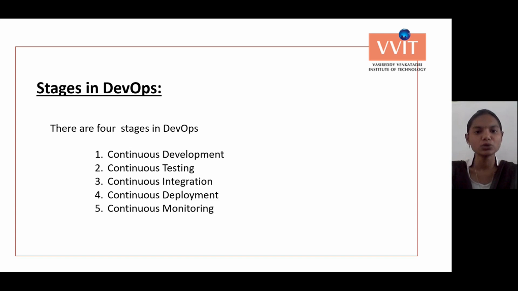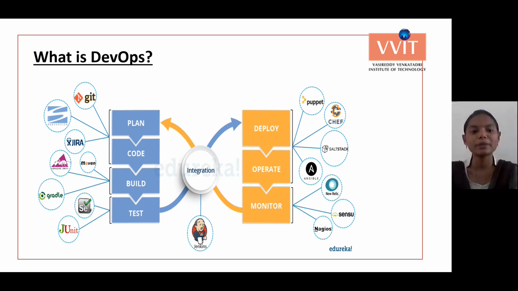Let us see in which phases we will use all these. For plan and code purpose, we will use continuous development. For build and test purpose, we will use continuous testing. For deploy and operate purpose, we will use continuous deployment. For monitoring, we will use continuous monitoring. For integration purpose, we will use the continuous integration stage. In this, we will use so many tools to perform this. In the name itself, continuous means automation.